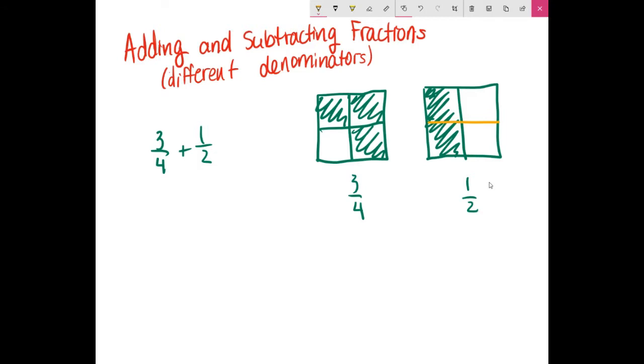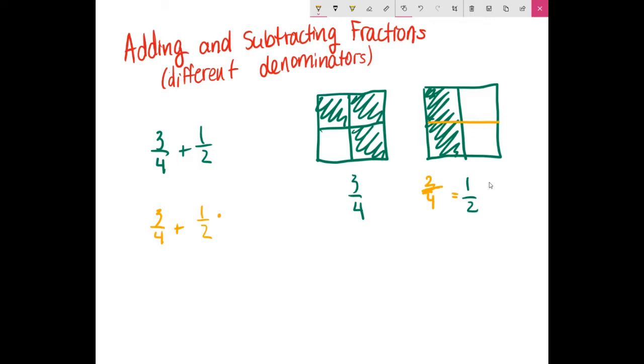How can we show that arithmetically? So we have 3/4. We want 1/2 to now be a fraction that has a denominator of 4. If we look at the image, this 1/2 turns into 2/4 that are shaded. 2 out of the 4 pieces are shaded now.